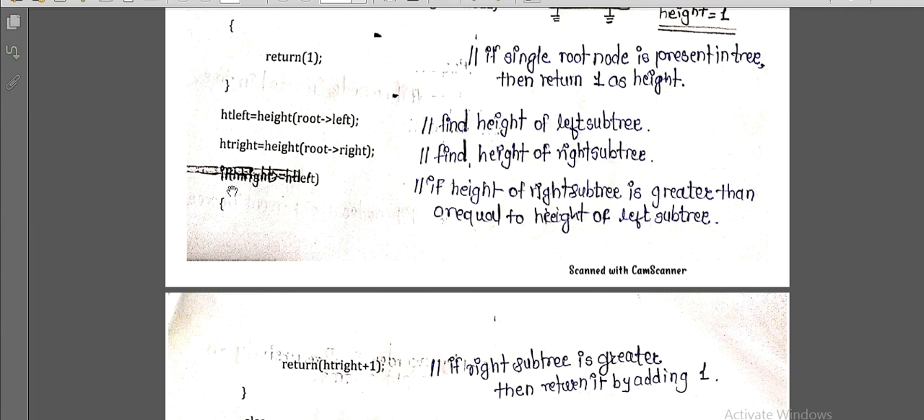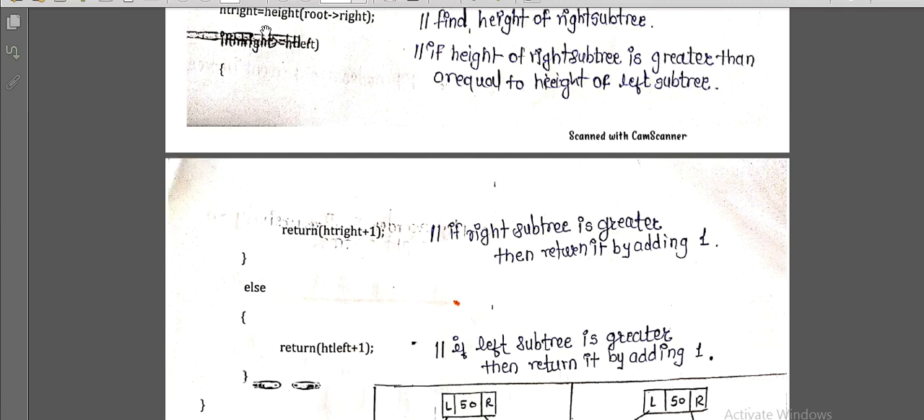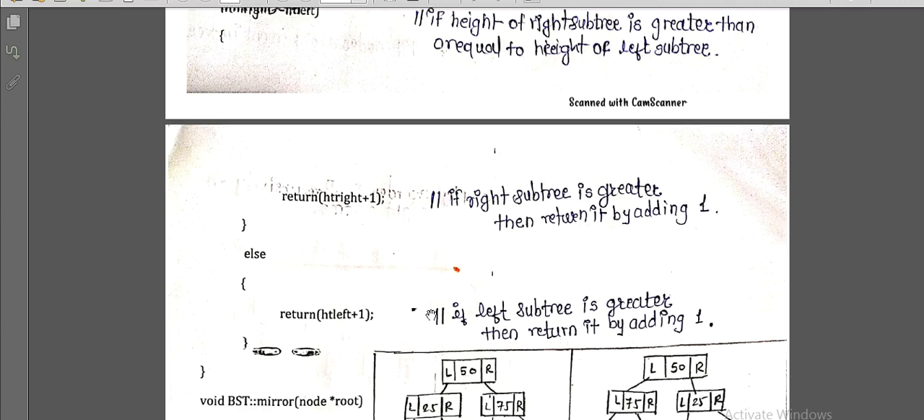Here we are checking if the height of right is greater than or equal to height of left, then we have to return the height of right plus 1. If it is less, then we have to return height of left plus 1. If the right subtree is greater, then return it by adding 1. If the left subtree is greater, then return it by adding 1. So that will become the height.